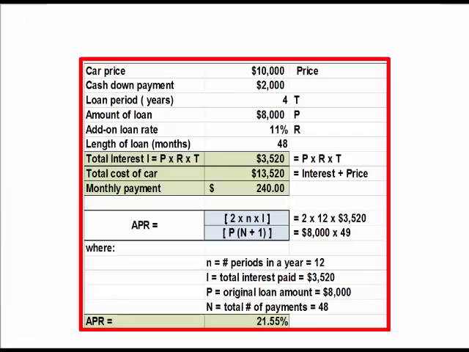And here's our solution. The car price is $10,000. Cash down, $2,000. Loan period in years, 4. Amount of the loan, $8,000. Add-on loan rate, 11%. Length of the loan in months, 48.